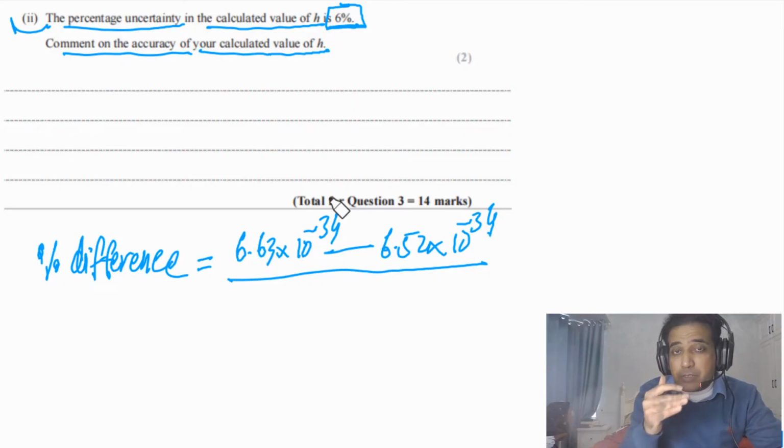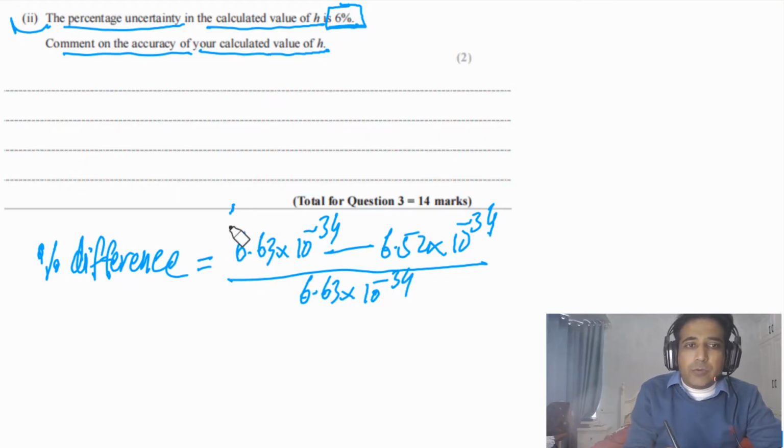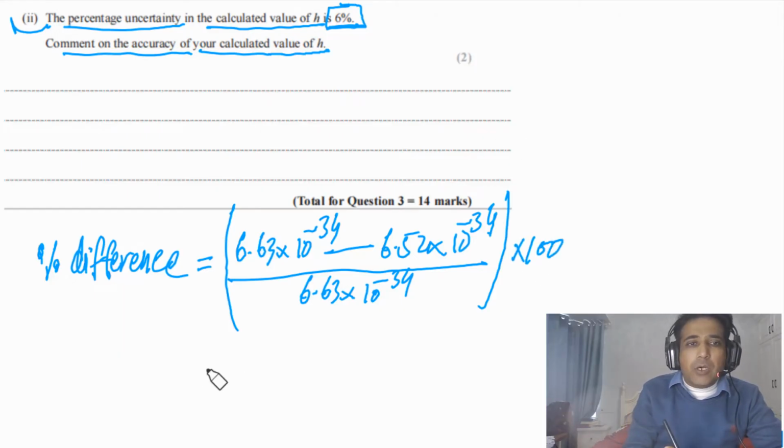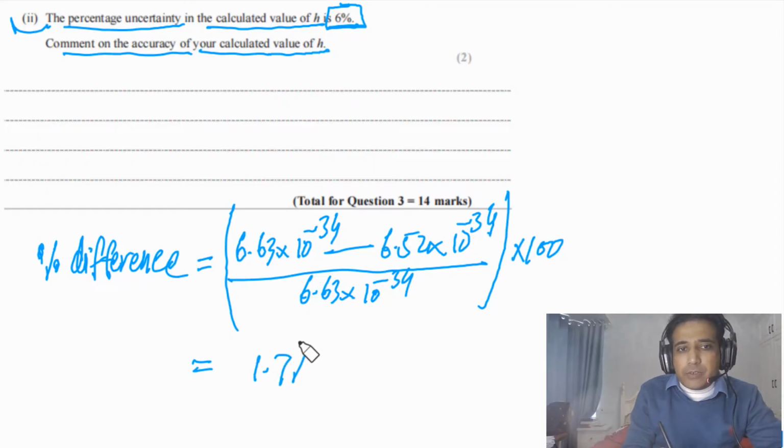We are comparing with the standard value, a very important step. So we have to divide by the standard value, that is 6.63 times 10 to the minus 34. So we are finding the percentage difference with the standard value. You have to divide by the standard value and multiply this by 100. Now if we simply solve this, we will get a percentage difference of 1.7%.